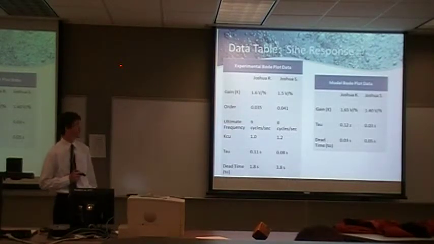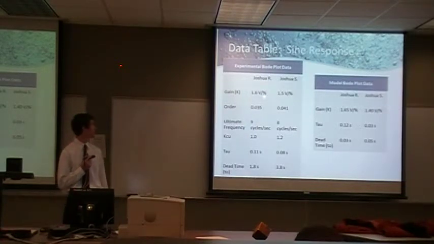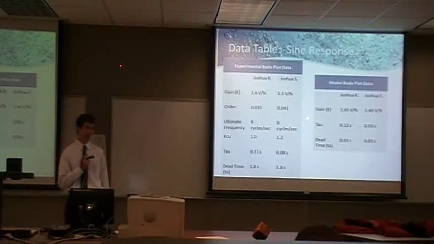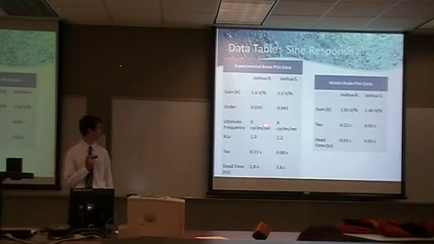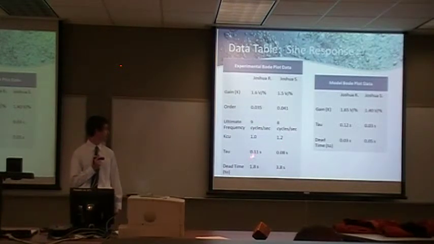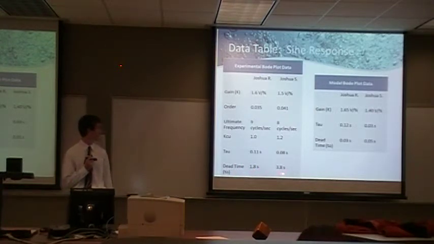This is the data collected for our sine response graphs and models. You see our gains: 1.6 volts per percent, 1.5 volts per percent. Our orders are definitely not first order. Ultimate frequency is also similar, 9 cycles per second, 8 cycles per second. KCU is 1.0 and 1.2. Tau is 0.011 and 0.08 seconds. And dead time is 1.8 seconds and 3.8 seconds.